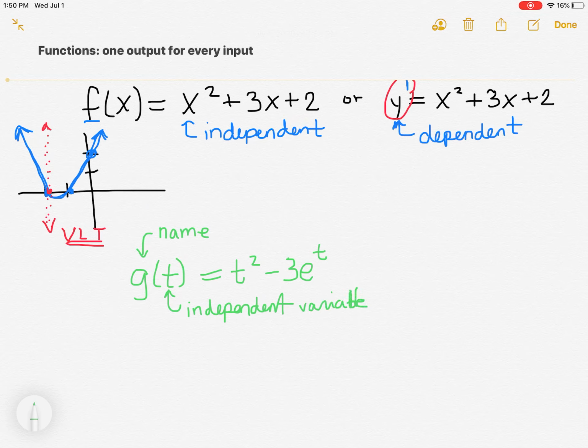The domain here is all real numbers. Anything can go in for t. And the output here, the range, would be dependent on t squared minus 3e to the t. This is a combination of a quadratic and an exponential function, which we'll talk more about. So this would be an example of a function. And for a graph, you could use the vertical line test, and that would help you identify that as well.